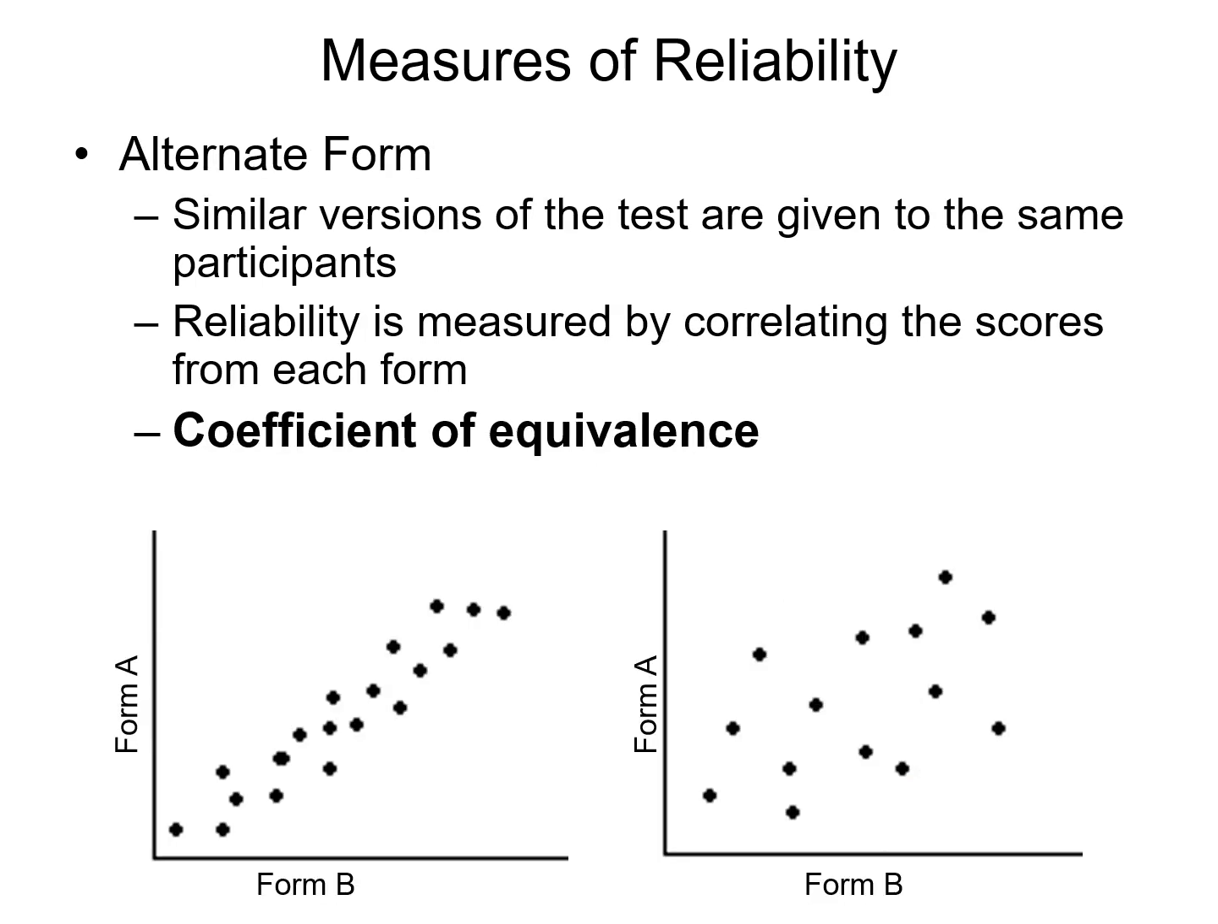If we're looking at alternate forms, we're still going to use the coefficient. We're still going to do a correlation, but now we're looking at similar versions of the test that are given to the same participant. Reliability is measured by correlating the scores from each form. So we give form A and form B, and we look to see that relationship.